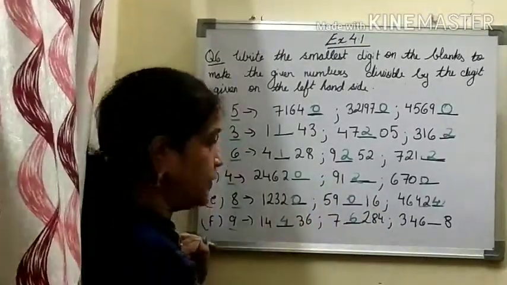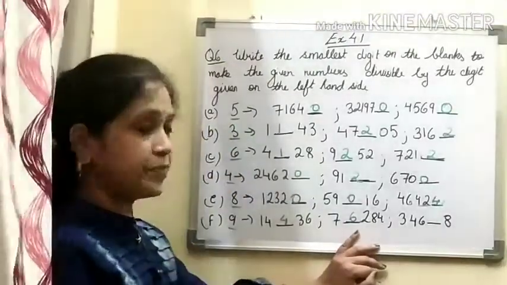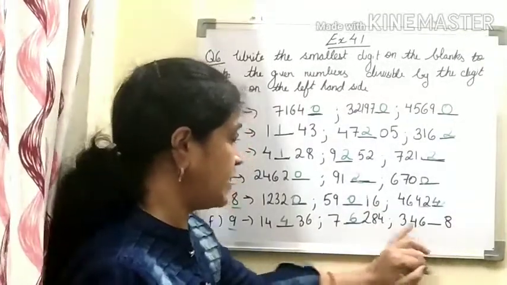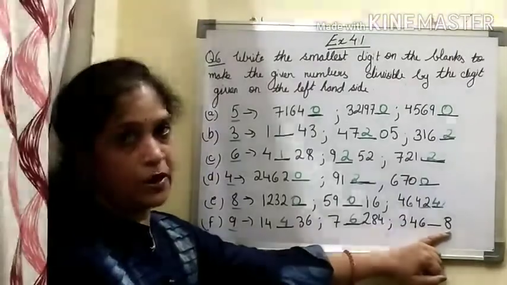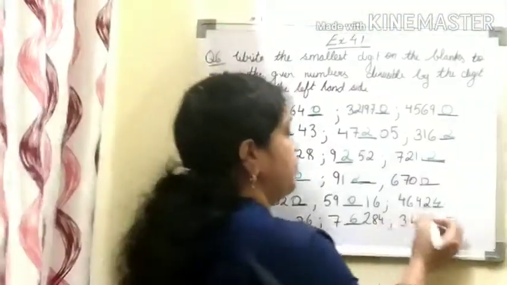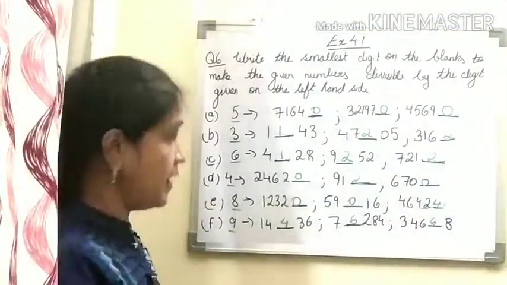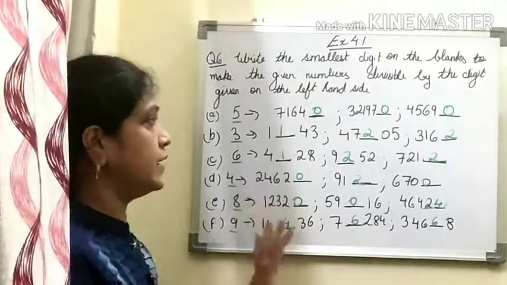27 is a multiple of 9. So 6 is the smallest number which I can insert. Now 3, 4, 6, blank, 8. Find the sum of the digits. 3 plus 4 is 7, 7 plus 6 is 13, 13 plus 8 is 21. Again if I put 6 here, the sum of the digits becomes 27 and the number gets divisible by 9. In this way you have to fill the blanks.